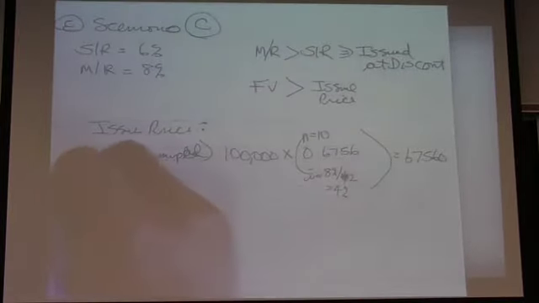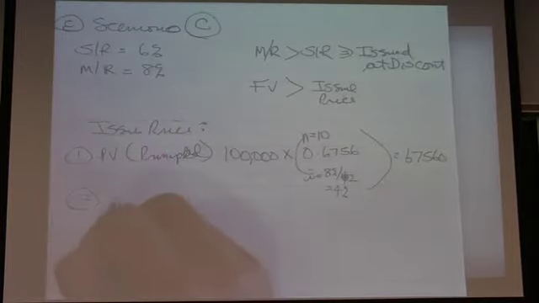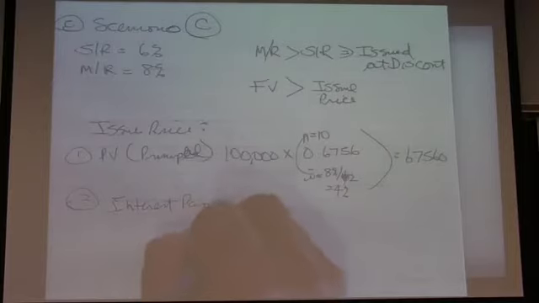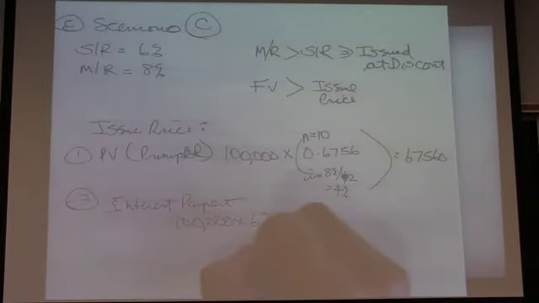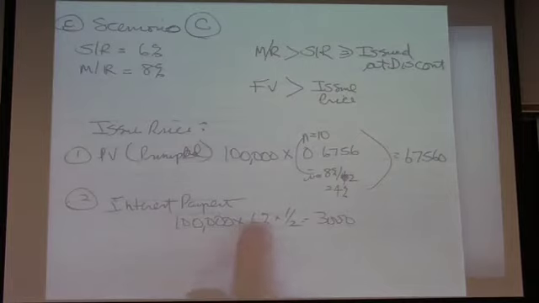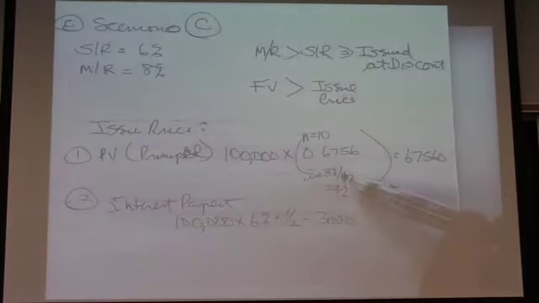Now, step 2, we know what that is, right? The interest payment is 100,000 times the stated rate, which is 6% times 1/2 because it's twice a year. Remember, if it's quarterly, it would just be divided by 4. If it's monthly, it's divided by 12, right?